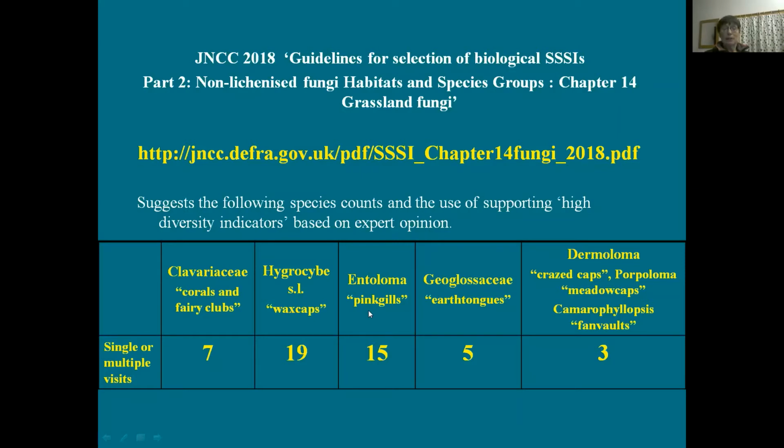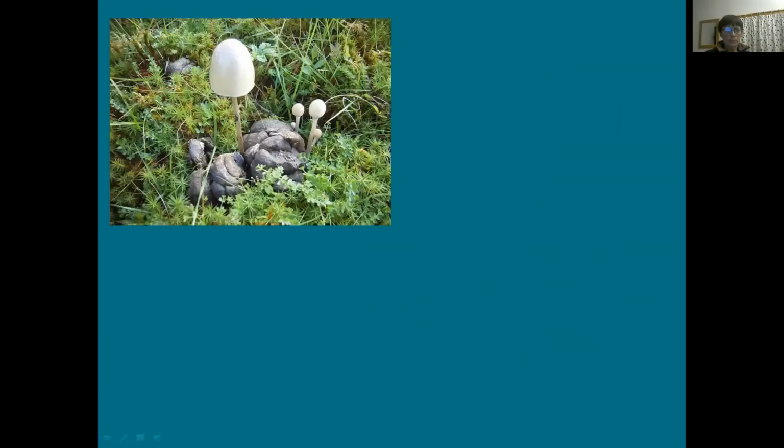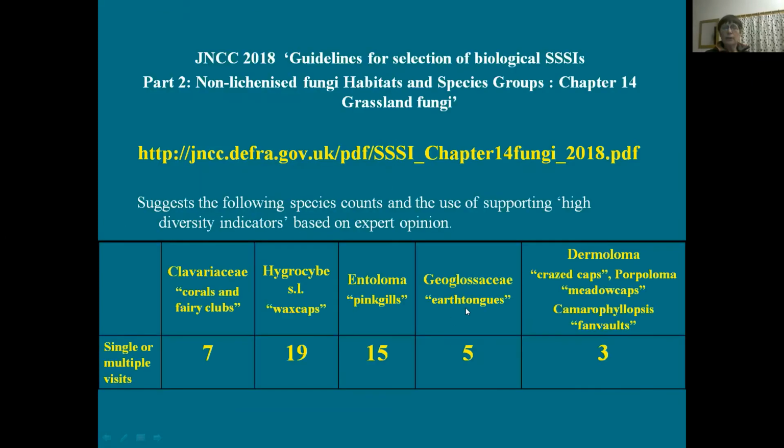Entoloma, they're the pink gills, they have pink spores. Geoglossaceae are the earth tongues, so that's CHEG, and then D is Dermoloma. Now, we're not going to worry too much about those. They're a little bit more difficult to work with, and there aren't that many of them anyway.